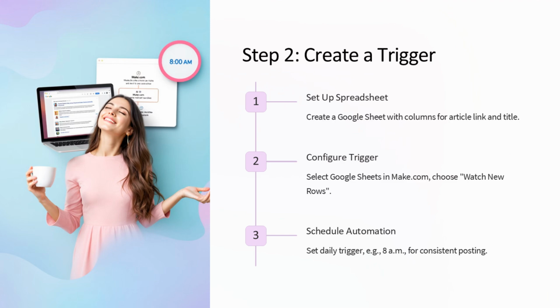Configure the trigger. In Make.com, select Google Sheets and choose Watch New Rows. Link your spreadsheet and limit the action to 1 row at a time. Adjust the schedule to daily, e.g., 8 a.m., to post consistently.